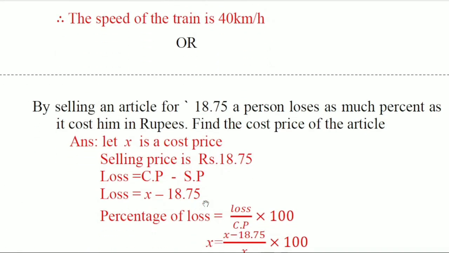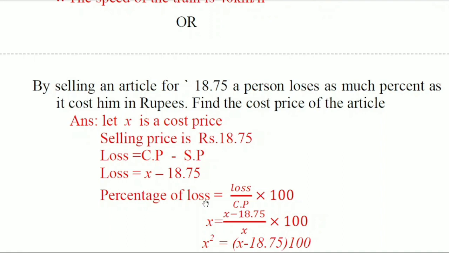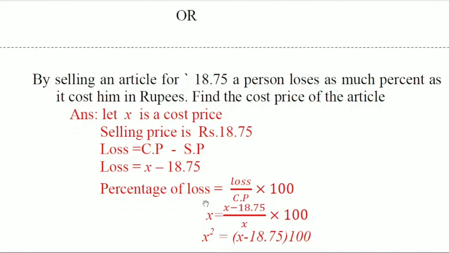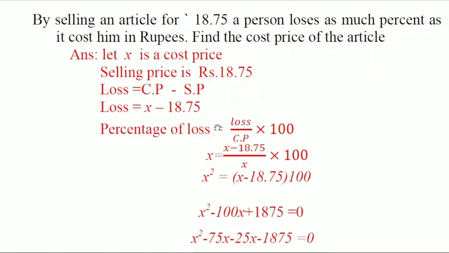Another question is: by selling an article for rupees 18.75, a person loses as much percentage as it cost him in rupees. Find the cost price of the article. Here they have given the selling price of an article and we should find out the cost price. So we don't know the cost price. So consider, let x be the cost price and the selling price is rupees 18.75.